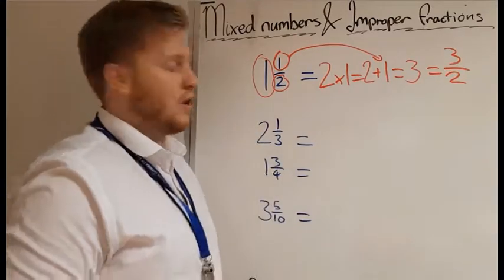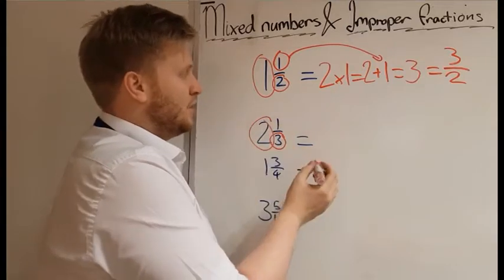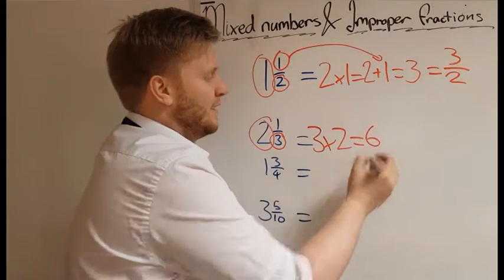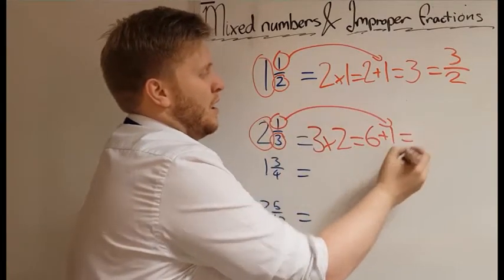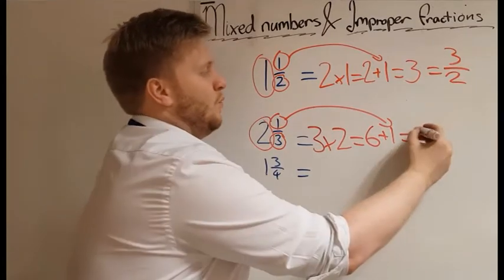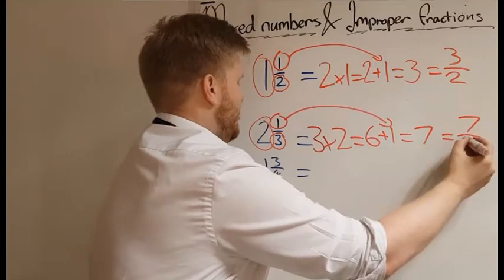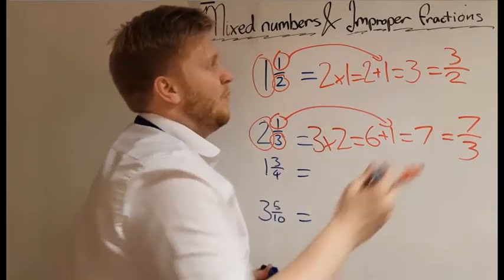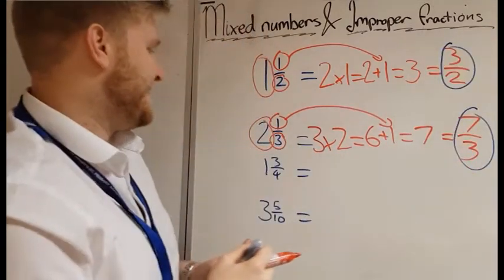Okay, so let's use the same working out for this one. We've got 2 1/3. So we know we need to times these two together to find out how many thirds are in 2. So we do 3 times 2 and we will get 6. And then we need to add our extra one on here to find out how many we've got, which is 7. So that will equal 7 thirds. Our denominator staying the same. So these are our improper fractions that are equivalent, equal, mean the same.